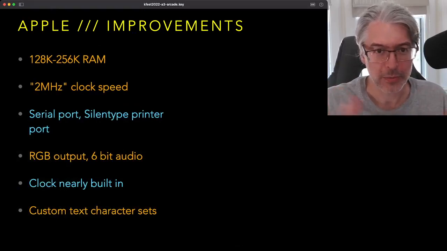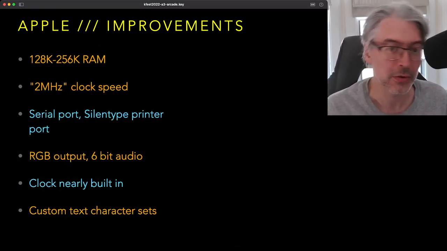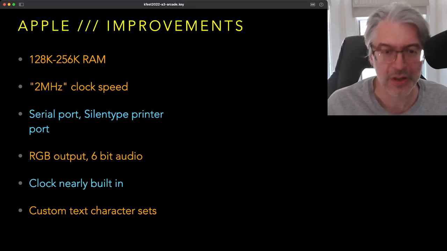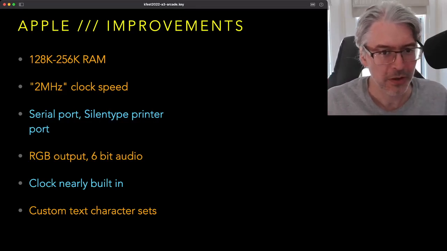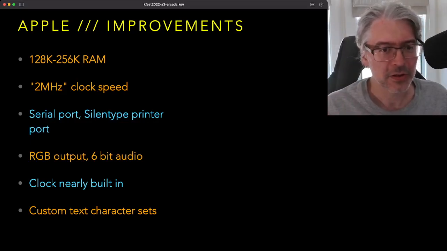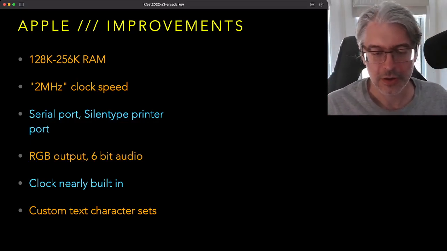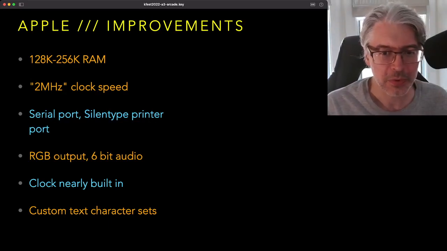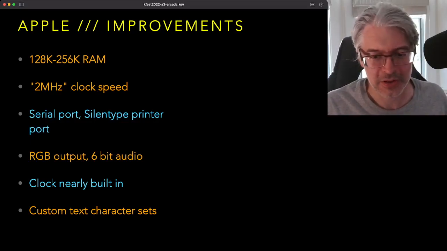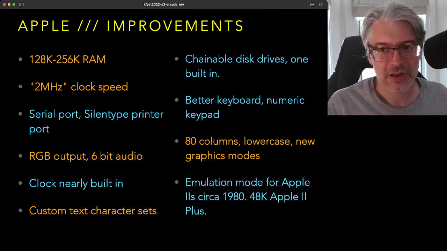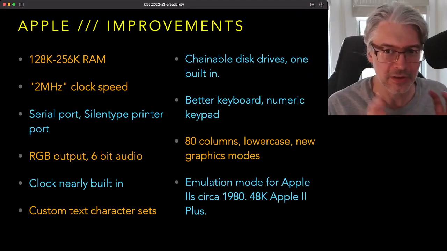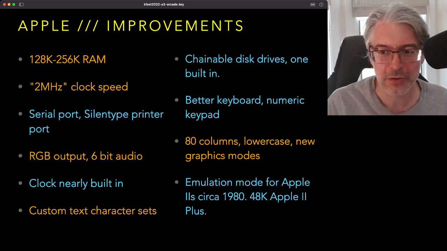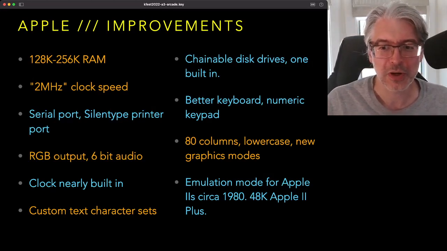It has more RAM, 128K to 256K, or even 512K if you used a third-party RAM enhancement. It runs at 2 megahertz. It has a built-in serial port, which you can use, and you can use a silent type printer built in. It has RGB output. It has 6-bit audio. It has a clock nearly built in, custom text character sets, built-in disk drive, and chainable others, better keyboard, numeric keypad, 80 columns, lowercase, new graphics modes, and an emulation mode for Apple IIs.